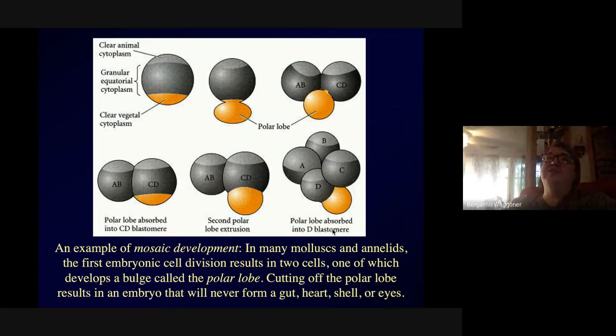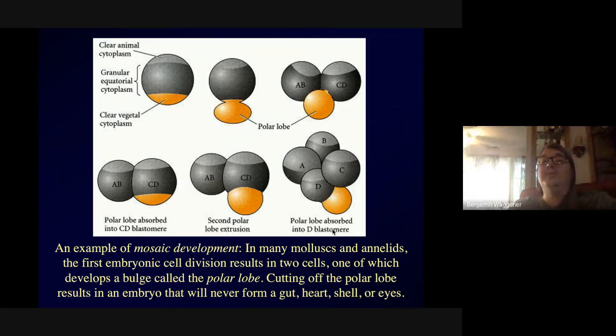We call them cytoplasmic determinants. They're proteins. I believe they are DNA binding proteins that control gene regulation. But even before that was known, it was known that there was something in the polar lobe that programmed the cells that had it as early as the 4-cell stage. As early as the 4-cell stage, you could tell that cell D with the polar lobe was going to develop into the mesoderm.